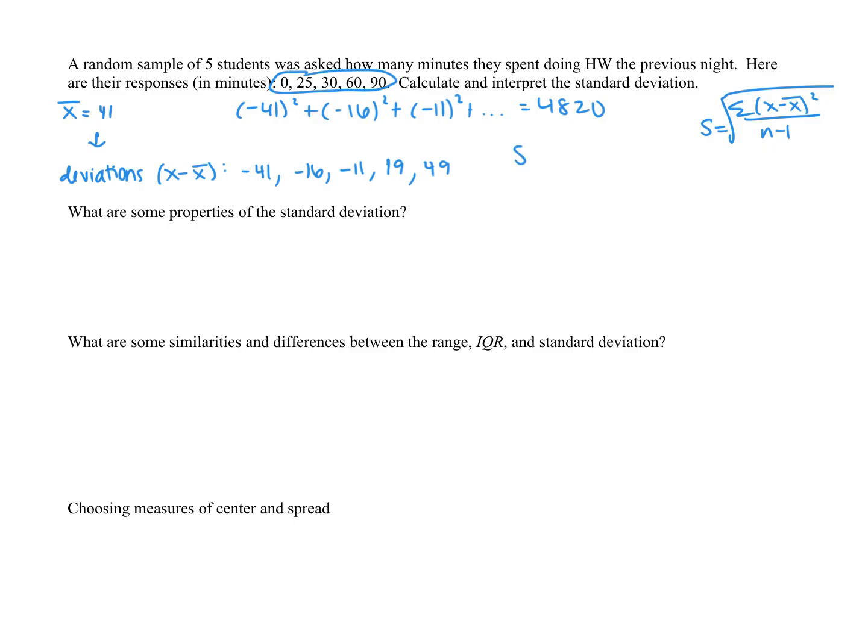Lastly, our standard deviation comes when we take the square root of that 4820 and we divide by 4. So yes, there's 5 observations, but we do 1 less than that. That number is about 34.71.